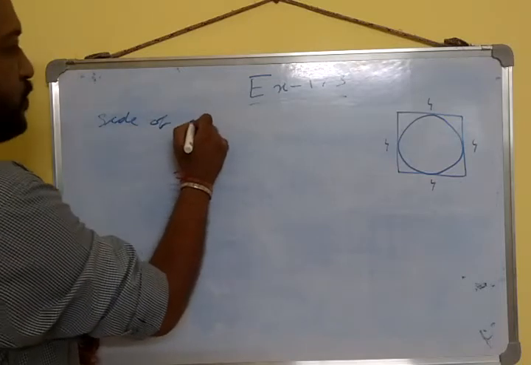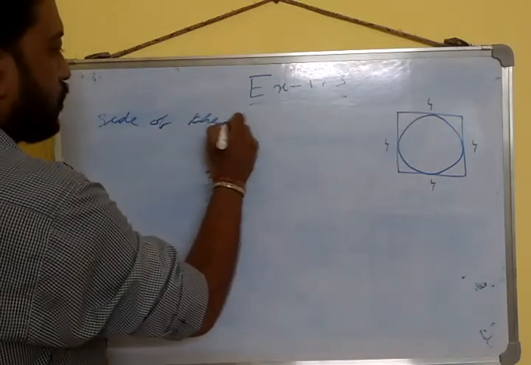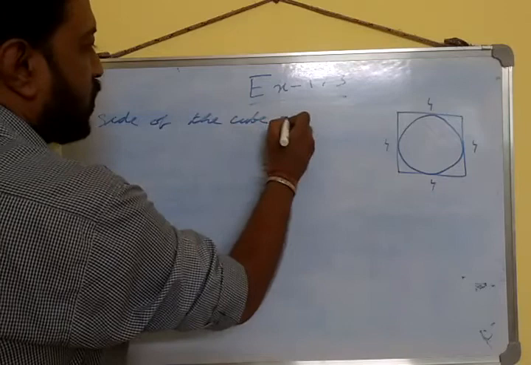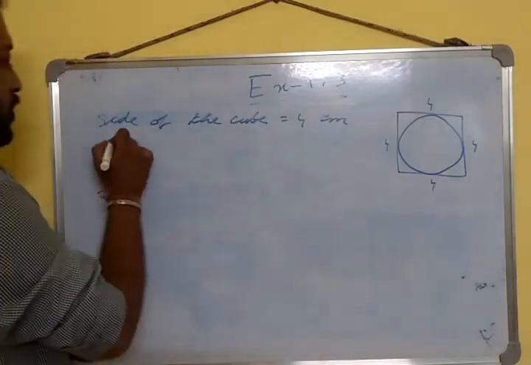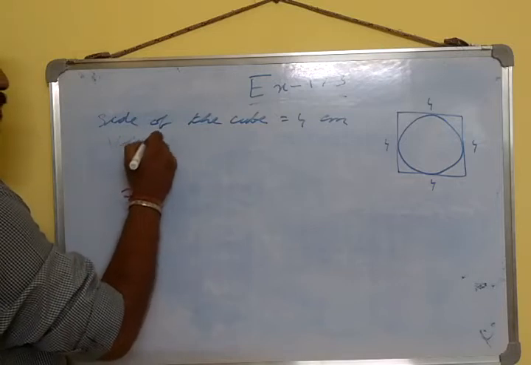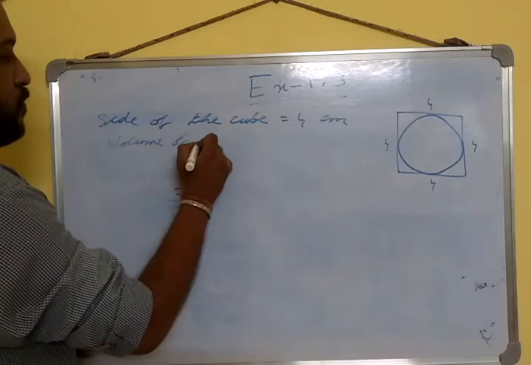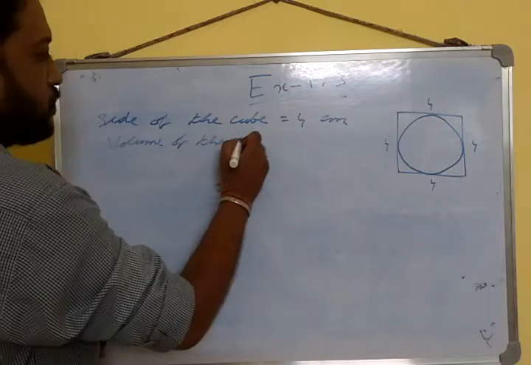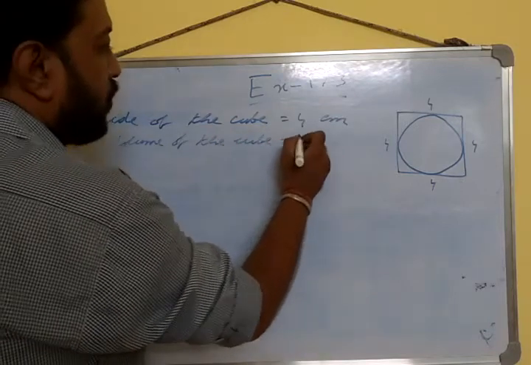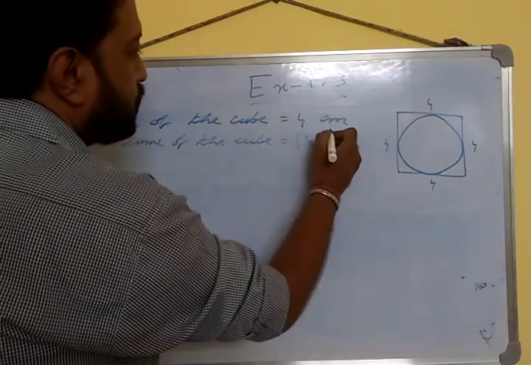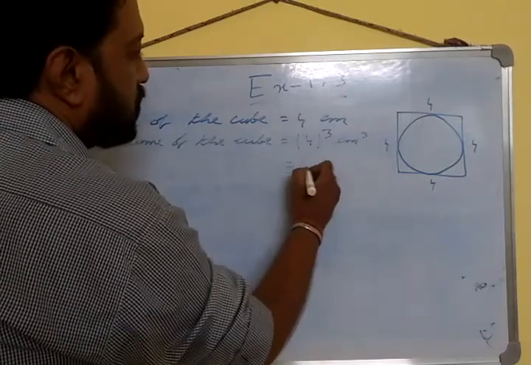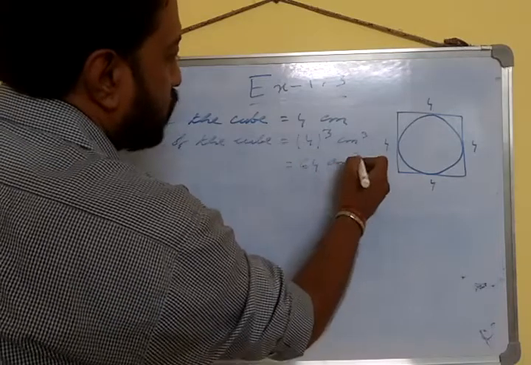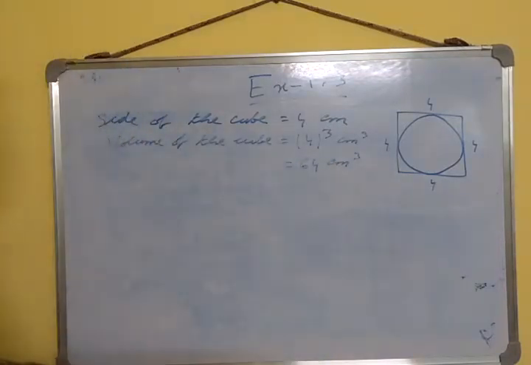So first of all, side of the cube equal to 4 centimeter. Then volume of the cube, it will be 4 cube. So it will be 64 centimeter cube. Done. So I got the volume of the cube.